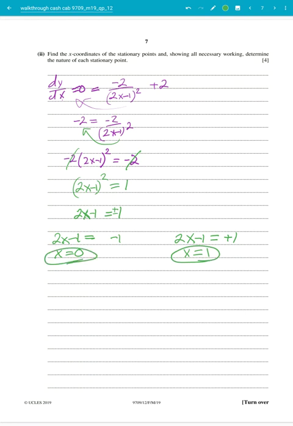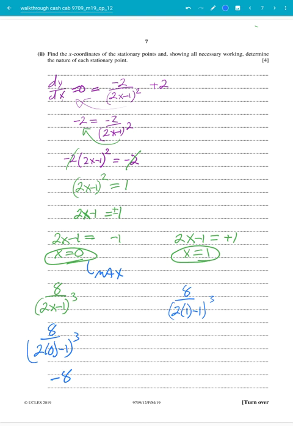Now we look at the second derivative, which was 8 over (2x minus 1) to the third power. So when x is equal to 0, you get negative 1 cubed, which is negative 1, so we get negative 8. So this is a max. Then you do this one. So 2 minus 1 is positive 1. So that's 8. It's positive. So that's a minimum.